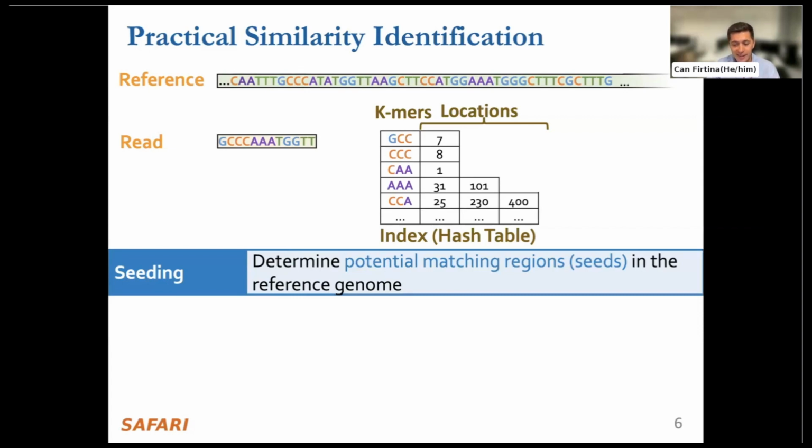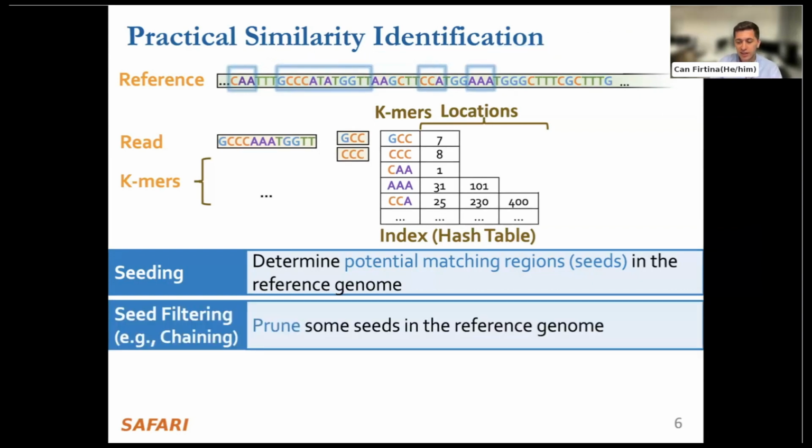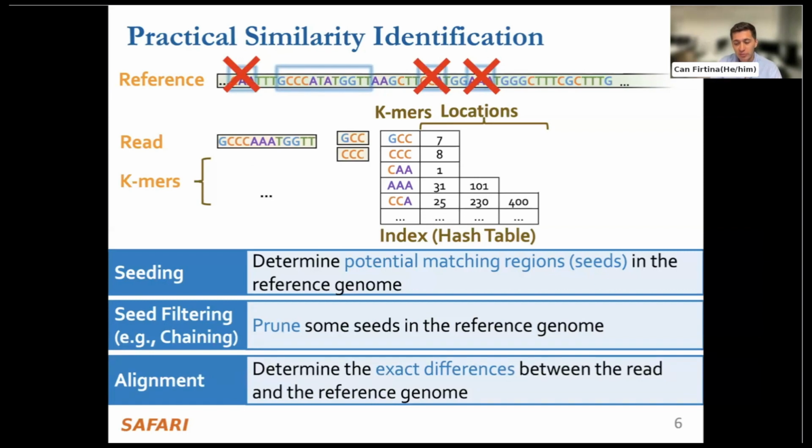For example, the seeding step quickly finds matching k-mers between a read and the reference genome, which determines the regions in the reference genome potentially similar to the read. So the chaining or seed filtering techniques enable further reducing the search space from all seed matches to fewer regions by pruning the regions that are unlikely to be similar to each other. So for the remaining regions, computationally costly sequence alignment is commonly used to identify the exact differences and similarities between a read and the reference genome.